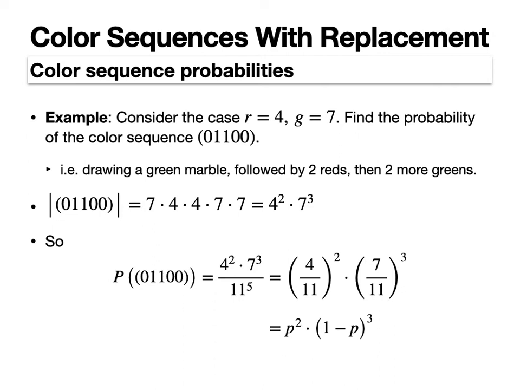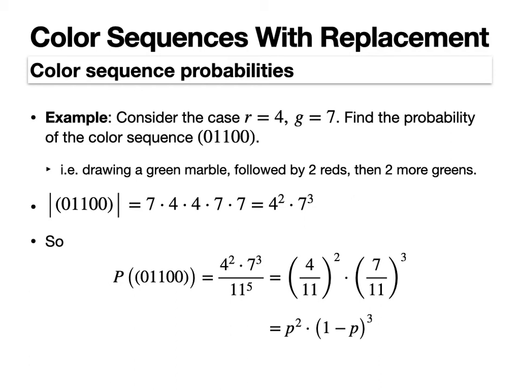Let's think about the probabilities of various color sequences to get us started in this process. And for specificity, let's think of the case where, for instance, we have 11 balls in the urn, 4 of which are red, and 7 of which are green. What would be the probability of the color sequence 0, 1, 1, 0, 0 in this case? So that means what's the probability of first drawing a green ball, then 2 red balls in succession, and then 2 more green balls in succession? We want to know the probability of that.